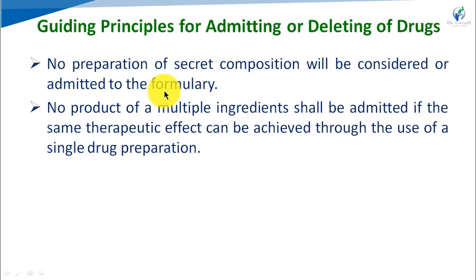Then no preparation of secret composition will be considered or admitted to the formulary. अगर कोई secret composition है और वो product use कर रहे हैं कि भाई ये particular product है, I will not show the composition of this particular product, then such a product should not be included in the formulary. For example, अगर कोई कहता है कि भाई कोरोना के लिए पर्टिकुलर मेडिसिन हमने दी है या फिर हमने बनाई है, and if they are not giving the composition, then such a product should not be included in the formulary.